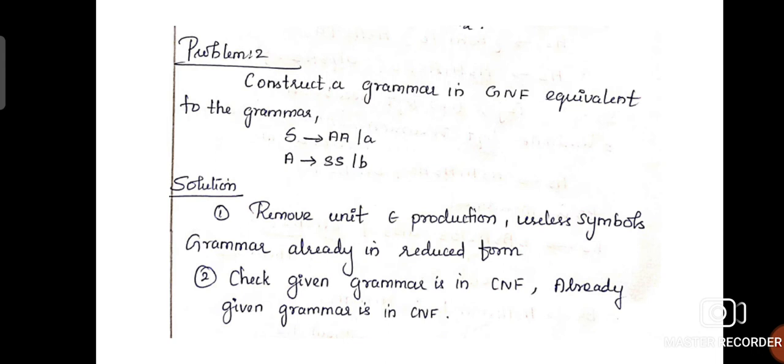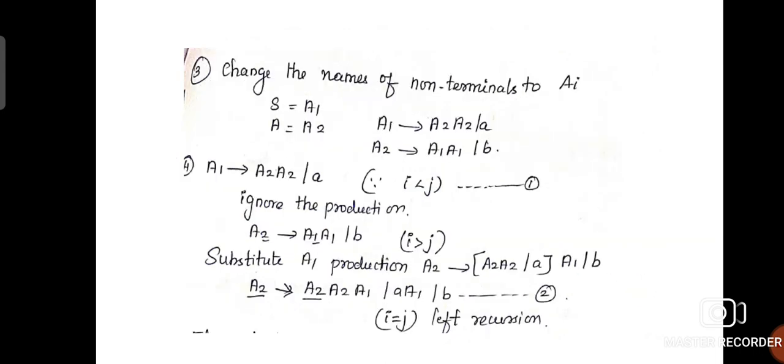So the grammar is having the production rules like S tends to A, A tends to SS, B. Now we have to use the new variables.